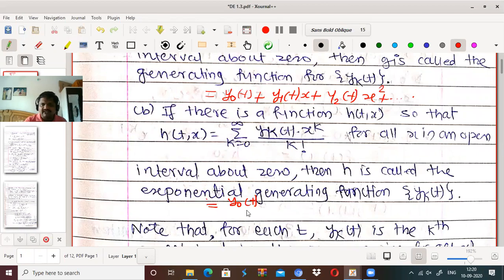Y0t upon 0 factorial is 1, x to the power 0 is 1, plus y1t into x divided by 1 factorial, plus y2t upon 2 factorial into x to the power 2, plus y3t upon 3 factorial into x to the power 3 and so on. If we write any function hx in this form, then we say that hx is the exponential generating function for the sequence ykt.